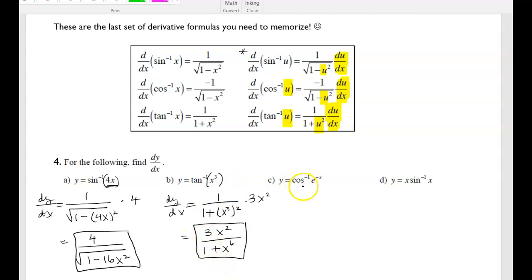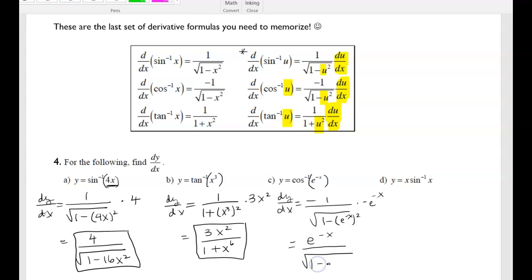Okay, part C. Now we have inverse cosine of e to the negative x. So again, this e to the negative x is inside my inverse cosine. We use my inverse cosine formula. Negative 1 over square root of 1 minus e to the negative x squared, times the derivative of e to the negative x, which is just negative e to the negative x, or e to the negative x times negative 1. If I multiply that in my numerator, I would just have a positive e to the negative x. My denominator then, when I have e to the negative x squared, I multiply those together. So I have square root of 1 minus e to the negative 2x.